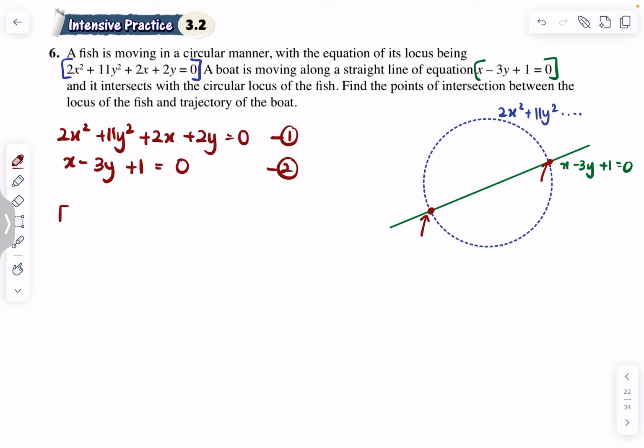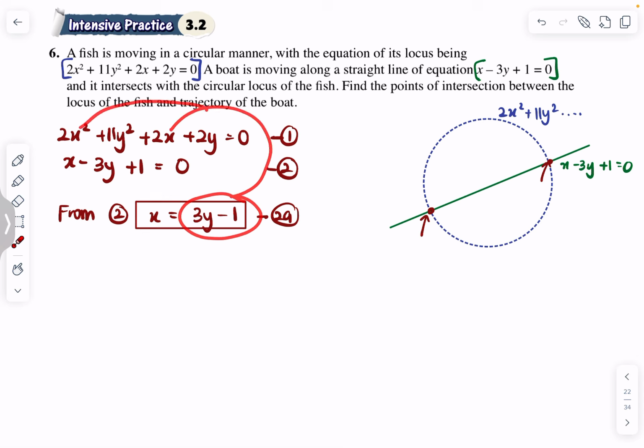So from equation 2, we can easily make x the subject. x will be 3y minus 1. We can call this equation 2a. It's a modified version of equation 2. Then we can just sub this into equation 1, into the x. So we can say sub equation 2a into equation 1.